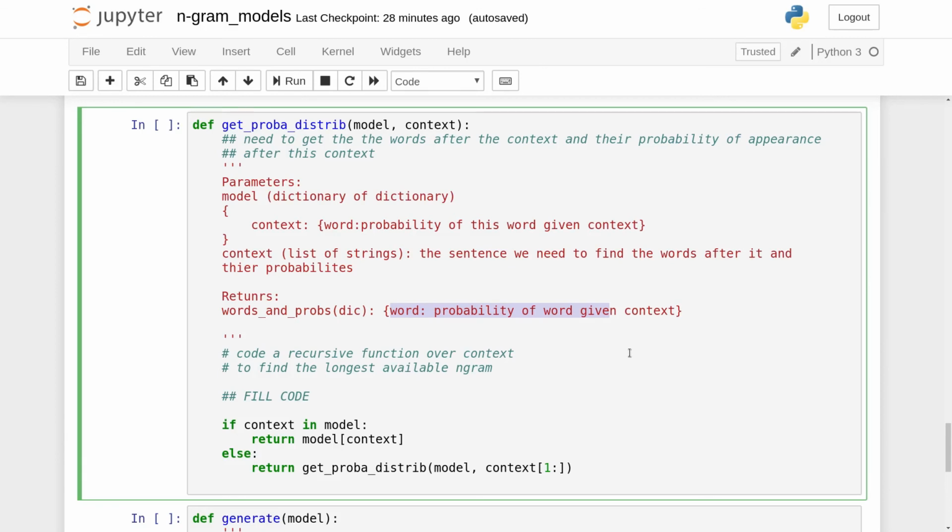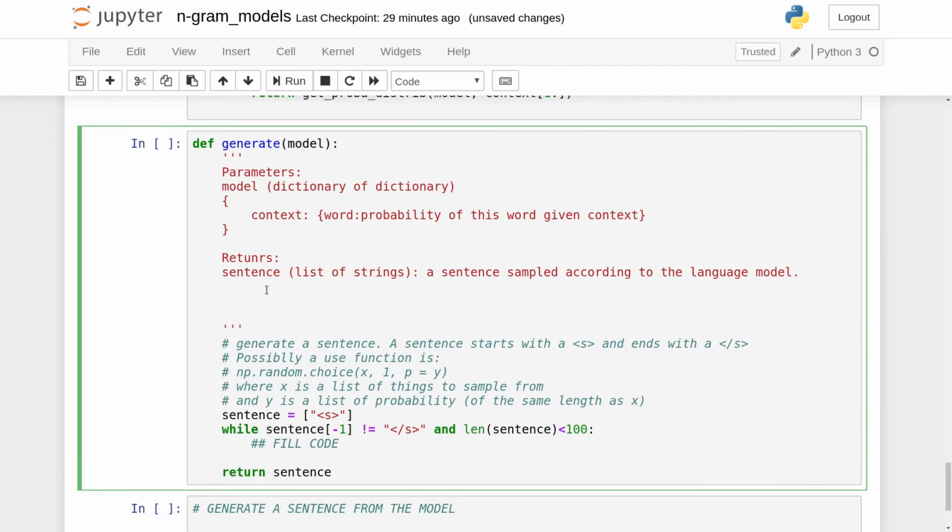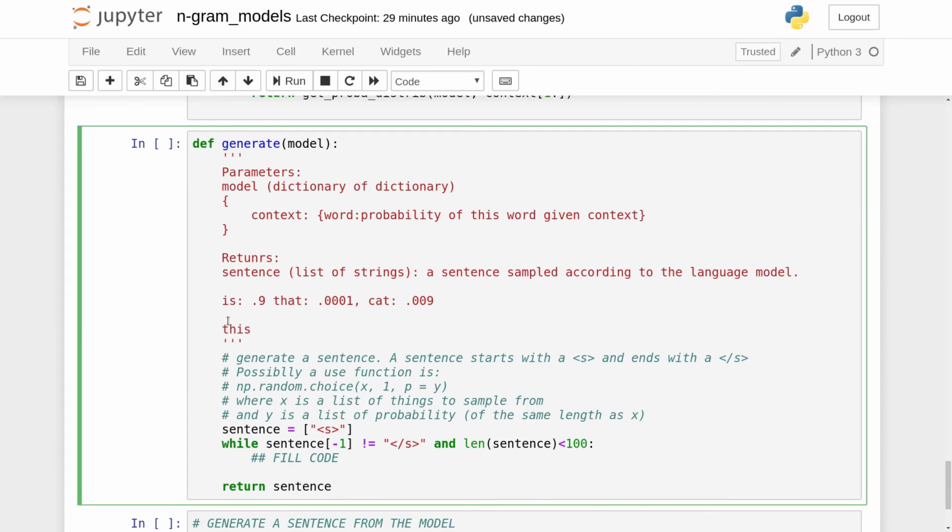in order to generate. So as an example, suppose we start with this, and based on the probabilities of all the words that we have, let's say this has a probability of 0.9, that has a probability of 0.001, this cat has a probability of 0.009, and now suppose we're starting with this, the most probable word which we are going to use is, for example.